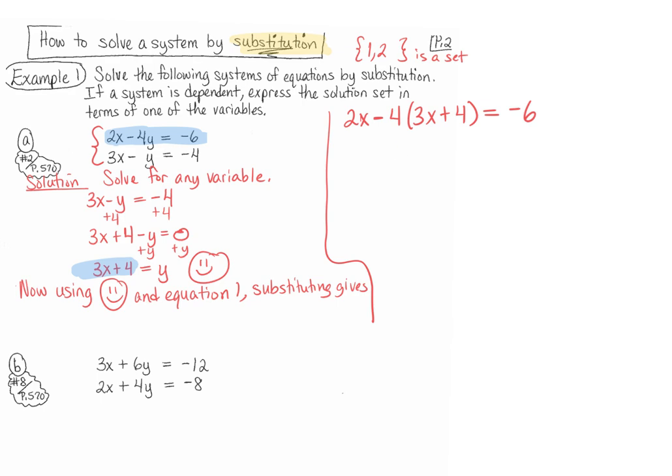And once we have x, we can then substitute that back here into y to find out what y is. So let's do it. So we have 2x, what do we have? Equals -6. Good.